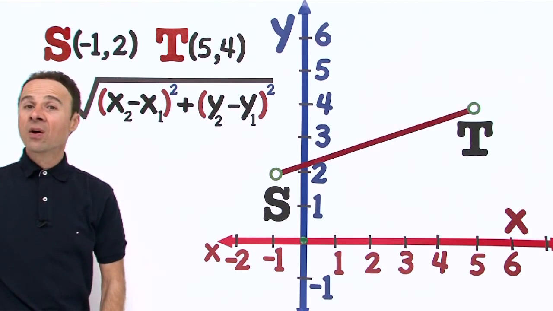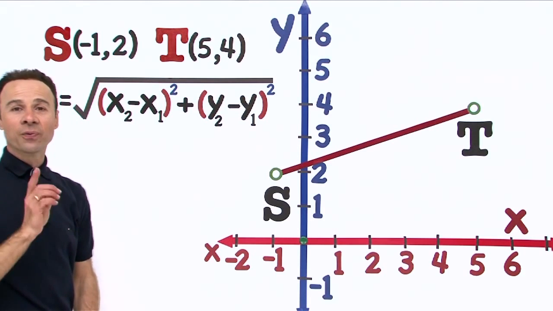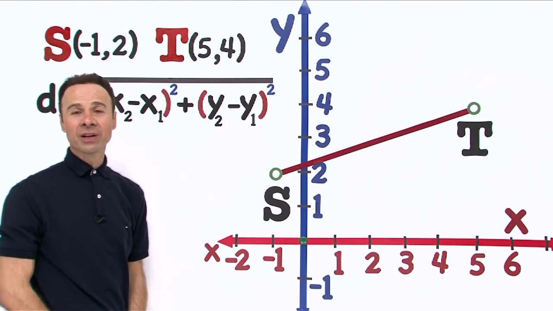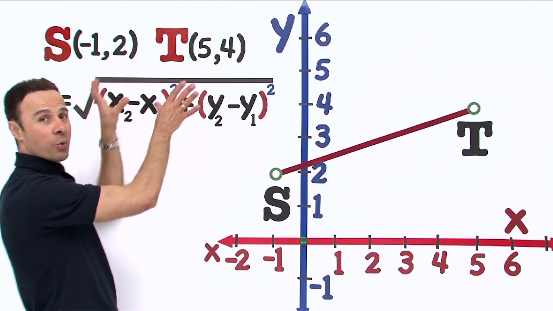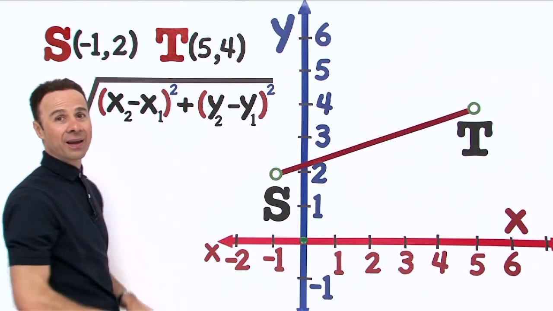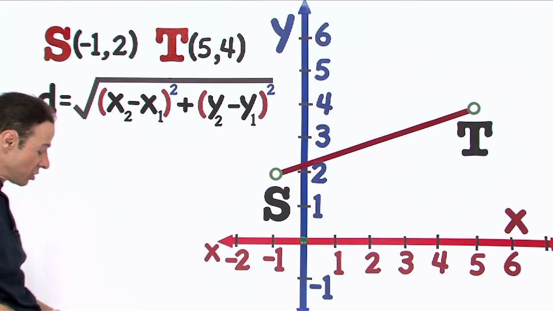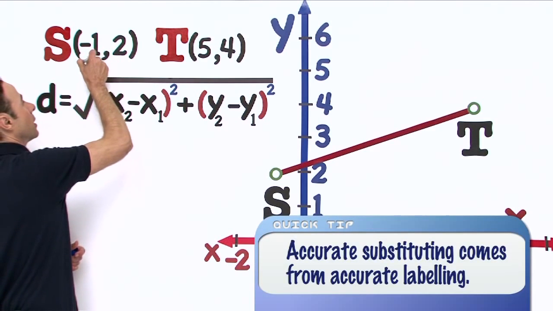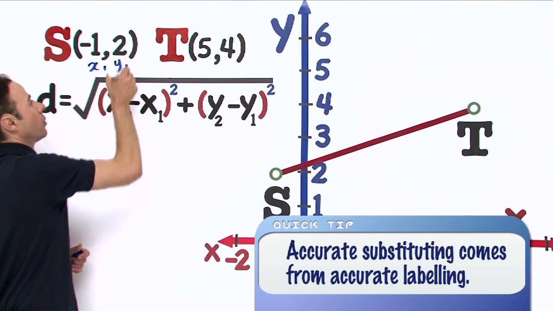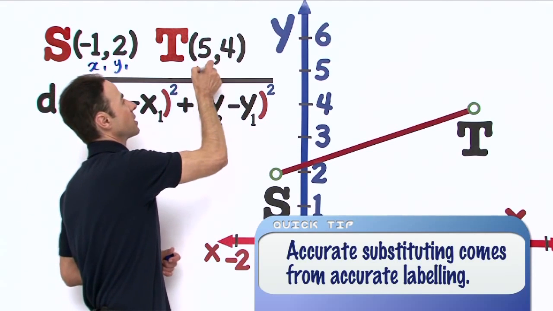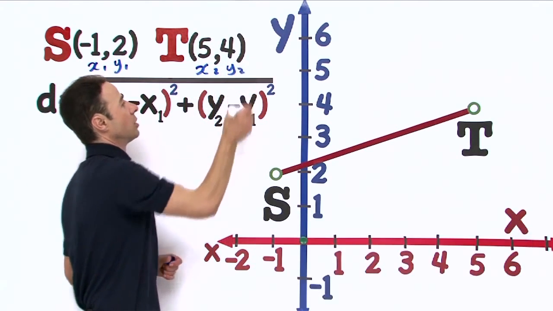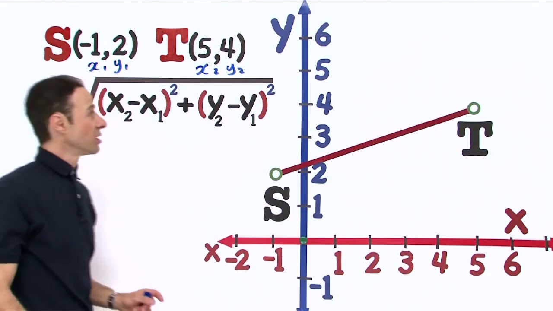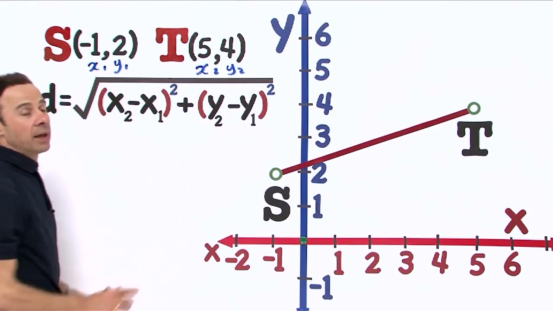But before we do that, first things first, we focus on writing up and labeling what each coordinate is. That way, when we write it up, we're more likely to get it right in the formula. So this is x1, y1, and over here we have x2, y2, being the first point, number 1, and the second point, number 2. So now we can substitute correctly into the formula.